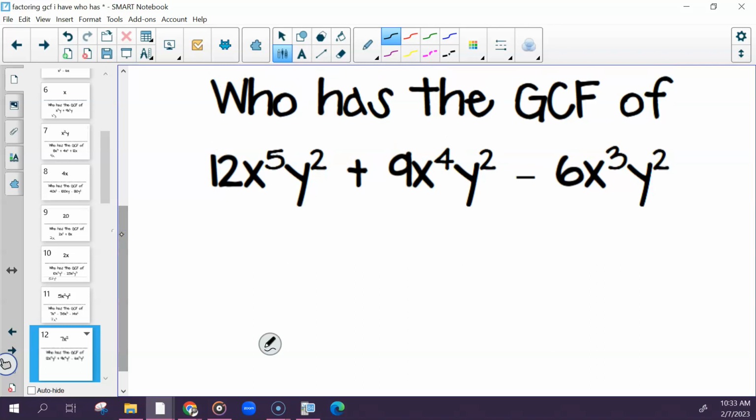It's a really big number. Who has the GCF of 12x squared, 2 fifths y squared plus 9x, 2 fourths y squared minus 6, 2 thirds y squared? Good job. Can you repeat that?